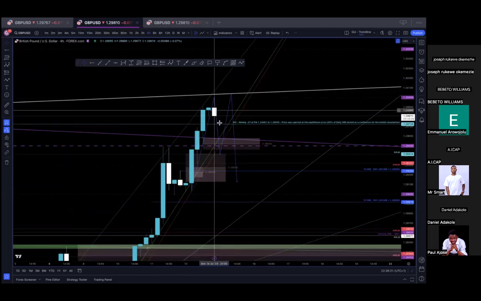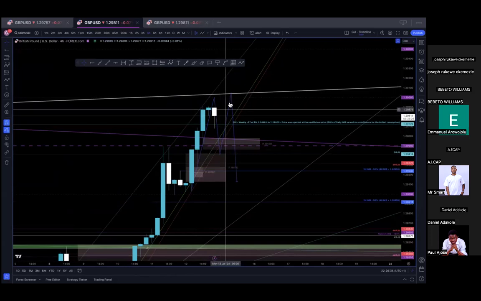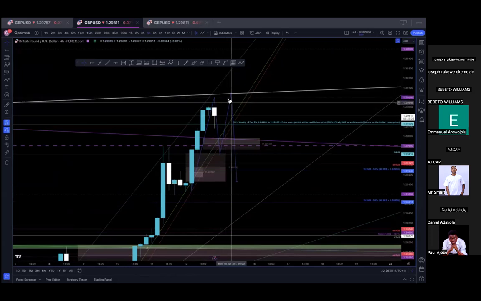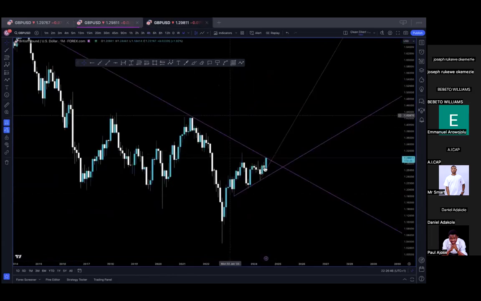Price is here. I'm expecting price to drop down, which will confirm the buy I want to take. If price gets back to this 1.30 psychological level and it starts rejecting, that will be a confirmation for us to start selling. So what I'm expecting all over from the monthly time frame is that we have been bullish since last week. Price is touching this monthly trend line for the third time.